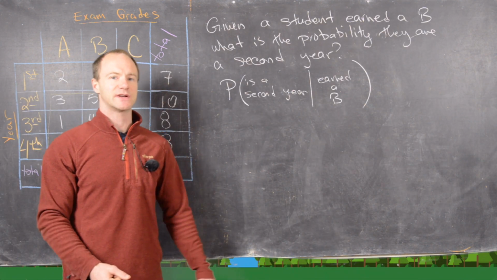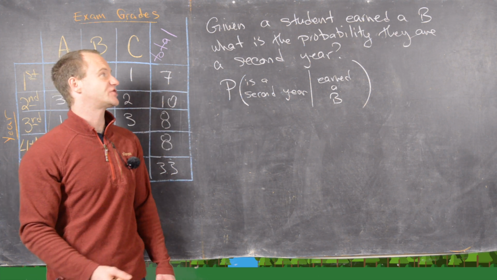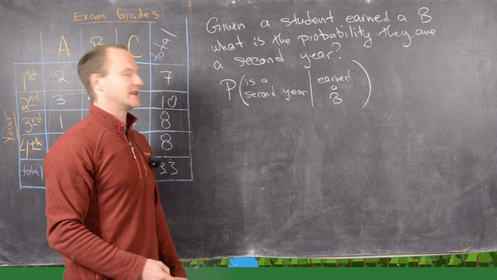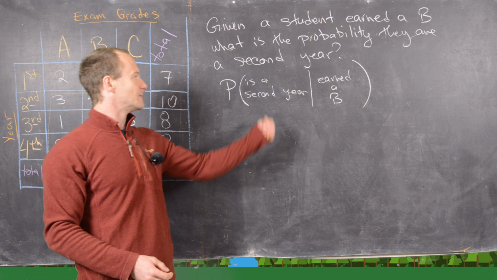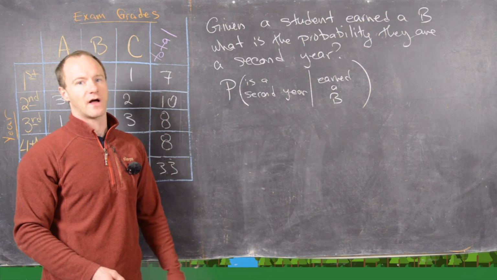Okay, so this last one is a conditional probability question. Given that a student earned a B, what's the probability that they are a second year? Often this is written in the following way: the probability that they're a second year given that they earned a B. That's what this vertical line means.